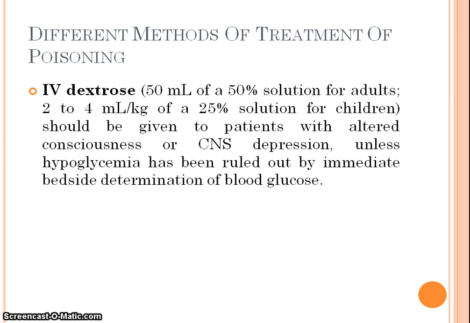Intravenous dextrose, 50 ml of 50% solution, is advised for adults. 2 to 4 ml per kg of a 25% solution is advised for children. Intravenous dextrose should be given to patients with altered consciousness or CNS depression unless hypoglycemia has been ruled out by immediate bedside determination of blood glucose.